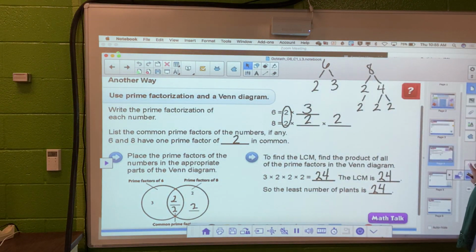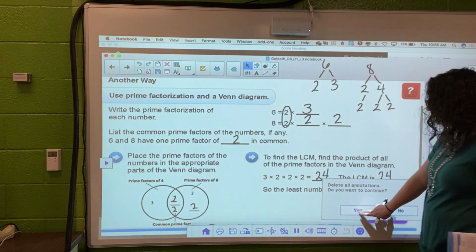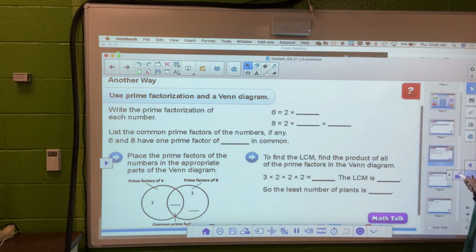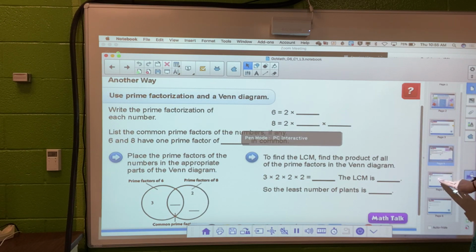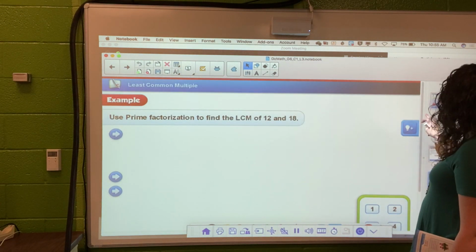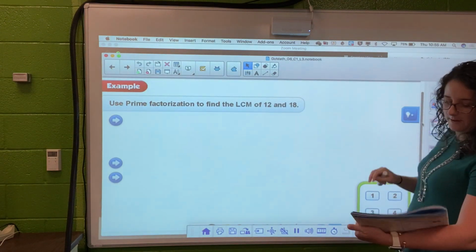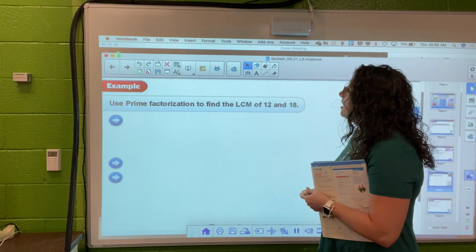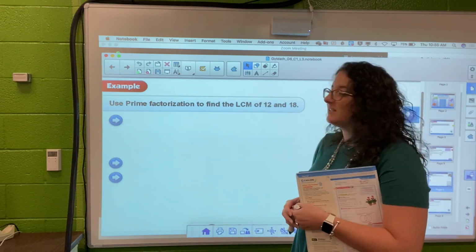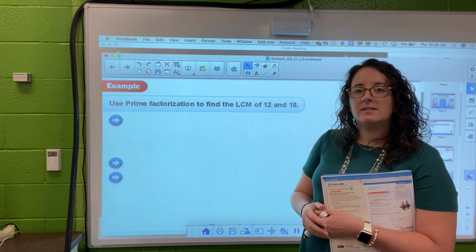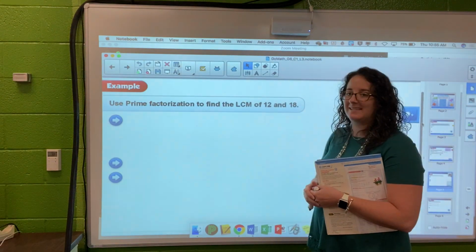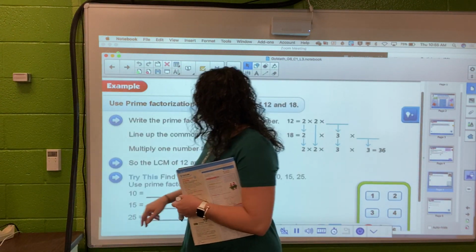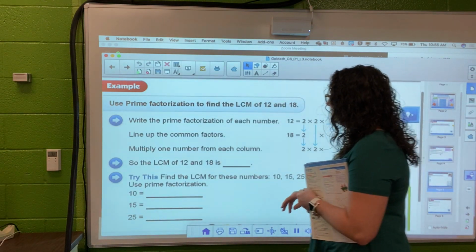So if I clear this off, we'll look at another example. So this example, I believe, yes, it's on the top of page 18. It wants us to use prime factorization again to find the least common multiple of 12 and 18. But this time they're not using a Venn diagram. So I think it's a little bit easier this way.